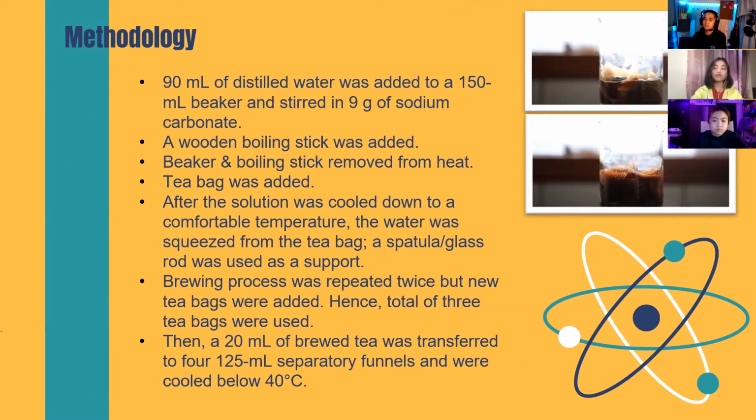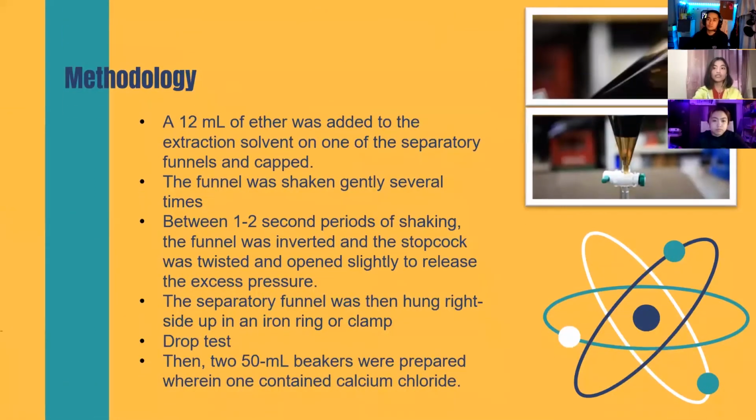Then 20 ml of brewed tea was transferred to 4 125 milliliter separatory funnels and cooled below 40 degrees Celsius. Afterwards, 12 ml of ether was added as the extraction solvent to one of the separatory funnels and was capped. In a fume hood or well-ventilated area, the funnel was shaken gently several times, and in between 1 to 2 second periods of shaking, the funnel was inverted and the stopcock was twisted and opened slightly to release the excess pressure from the separatory funnel.